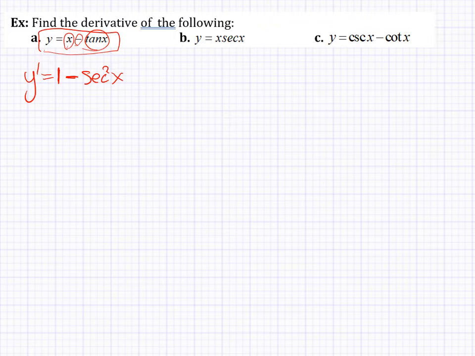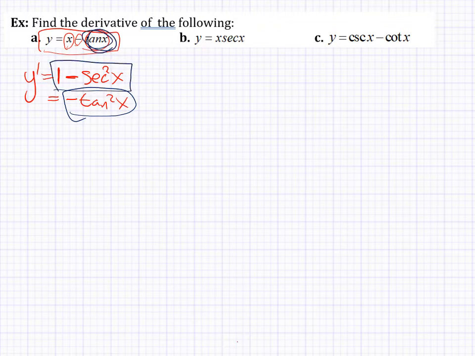And so you can leave your answer like that. However, if you know 1 minus secant squared is an identity, we can say that that's equal to negative tan squared. While it's not completely necessary to do that, it is simpler, but either one, there's your derivative. But you need to know the derivative of tangent x to be able to do the derivative of this function.